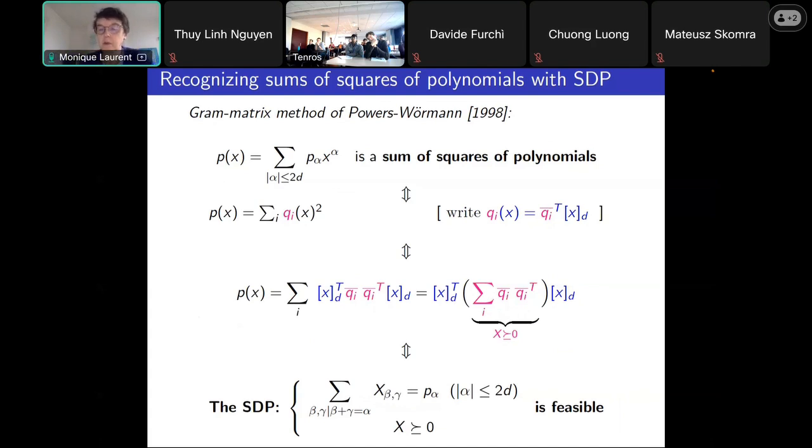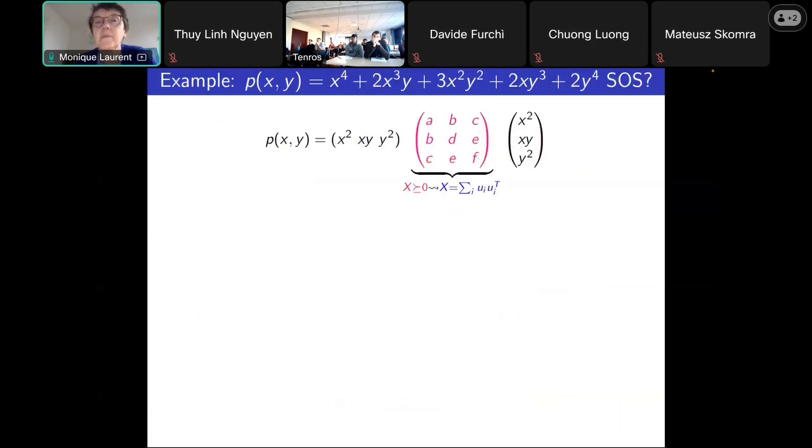So testing whether a polynomial is a sum of squares can be formulated as testing feasibility of an SDP. So maybe let's just work out an example.